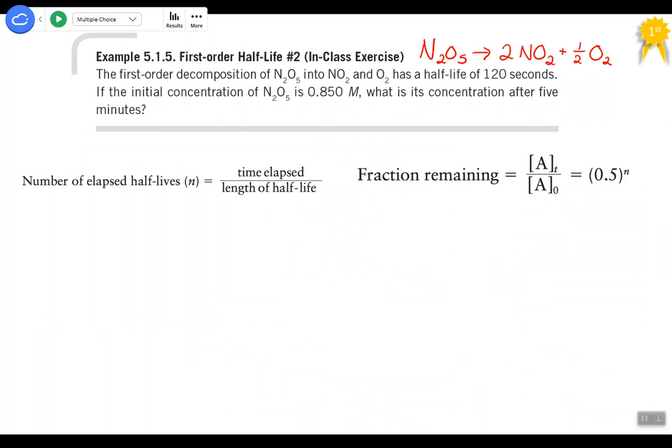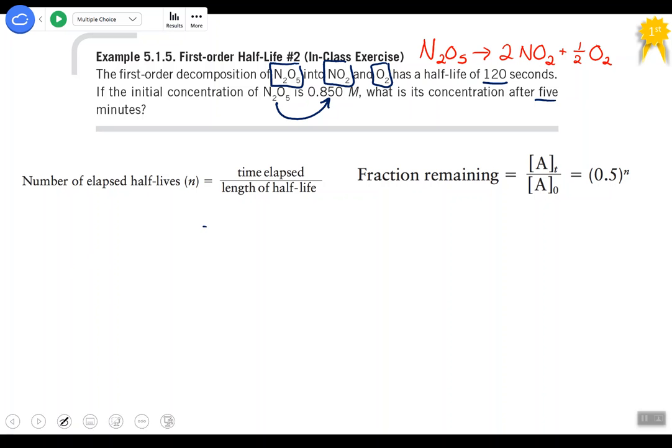The first order decomposition of N2O5 into nitrogen dioxide and oxygen has a half-life of 120 seconds. If the initial concentration for this reaction is as given, 0.85 moles per liter, what's its concentration going to be after 5 minutes have passed? Well, we could use the integrated first order rate law. That would be perfectly fine.